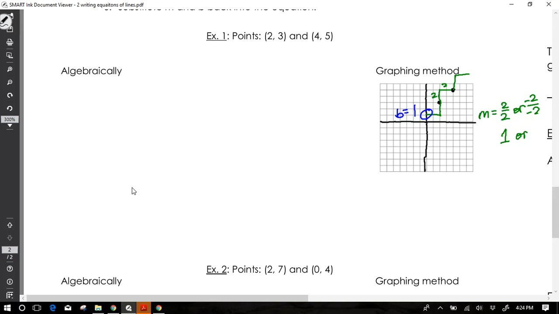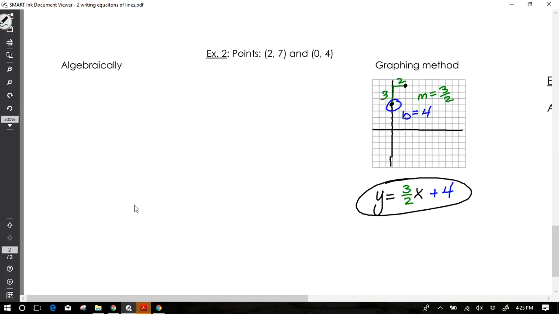And now what you've done is you have found m equals 1, and you have found b equals 1. And now what you're going to do is write the equation of the line. So y equals 1x plus 1. And that's my graphing method. Why don't you go down to example 2, and I want you to practice that exact same method for example 2.